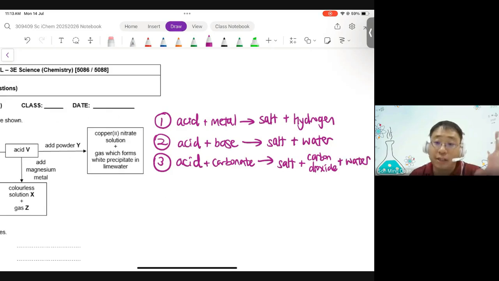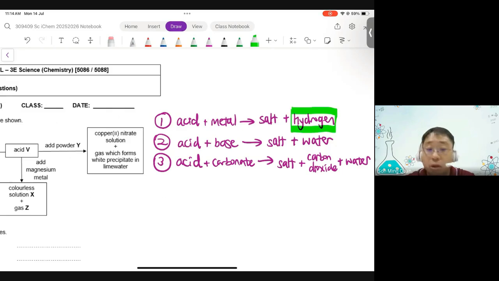Okay, so here are the 3 reactions of acids. Now, how is this useful for a flowchart question? In a flowchart, you will typically have reactions which are depicted by the arrows. Every single arrow in a flowchart question is actually one of the reactions. You first need to recognize what reaction this could be. How would you set out recognizing it? The gases usually can tell you a lot.